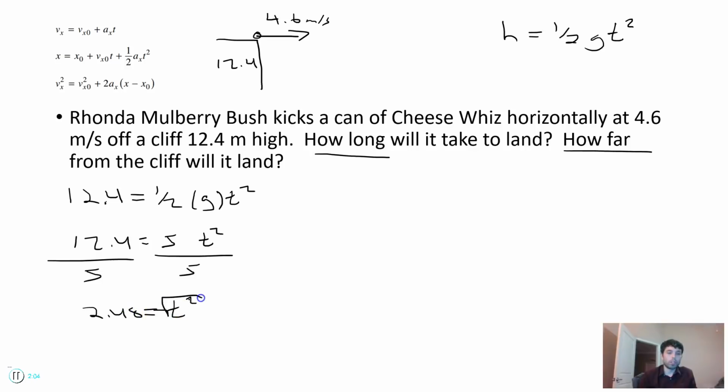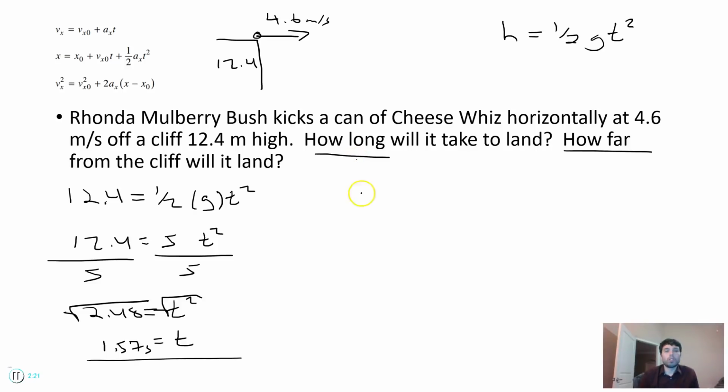Square root both sides, cancel that squared sign there. I want t, not t squared. And I'm going to get 1.57 seconds. Alright, so that's the first part of the answer. How long? 1.5 seconds to the ground.